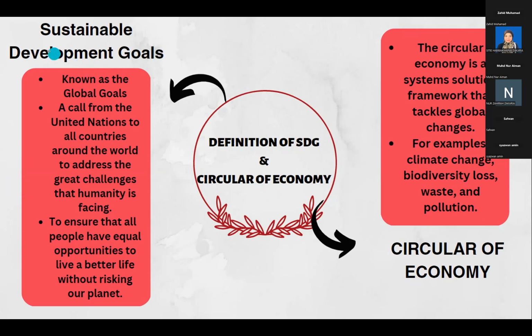Next is circular economy. The circular economy is a system solution framework that tackles global challenges, for example, climate change, biodiversity loss, waste, and pollution.